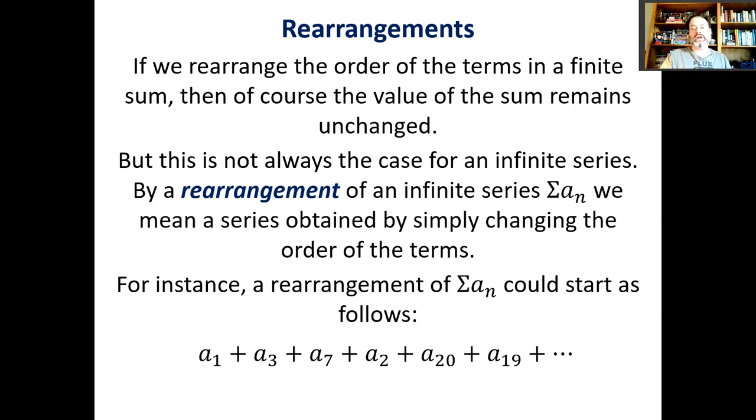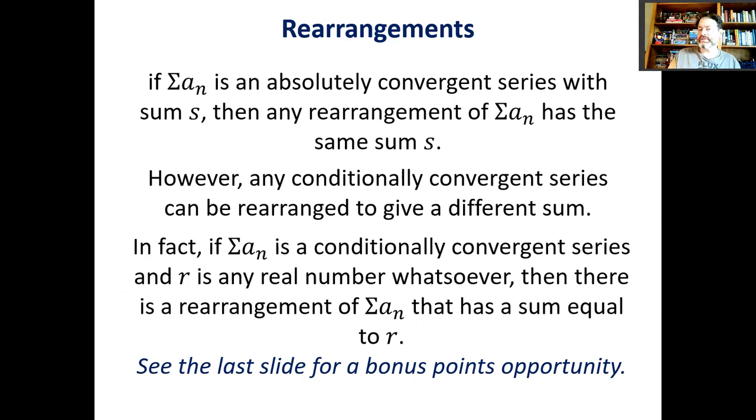By a rearrangement of an infinite series, we mean a series obtained by simply changing the order of the terms. For instance, a rearrangement of the series sum of the AN could start as, so I just made this up, A1 plus A3 plus A7 plus A2 plus A20 plus A19. You can put these in any order you want. And it turns out that if your series is in fact conditionally convergent, this is what happens.